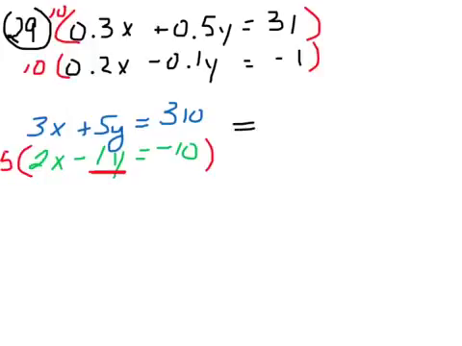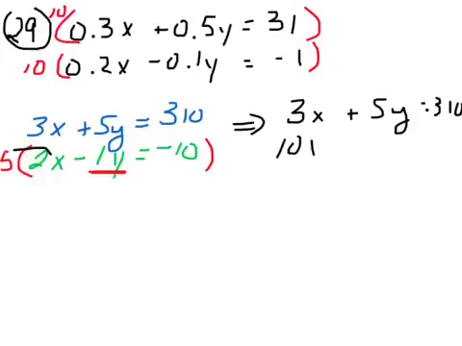So if I recopy my first equation, I'm not going to change it. Oh, well, I did change it. It was a decimal, but at least I'm not going to change it anymore. And then 5 times, I got to distribute. 5 times 2x is 10x. 5 times minus 1y is a minus 5y. That's why we picked 5, because we wanted that to happen. We wanted those to cancel out. And 5 times negative 10 is negative 50, okay?